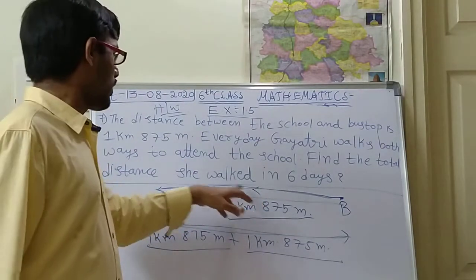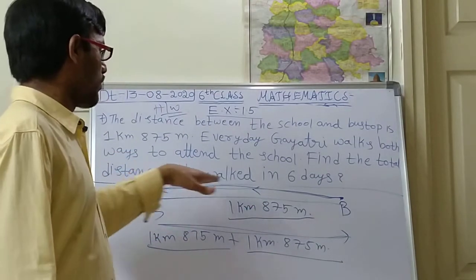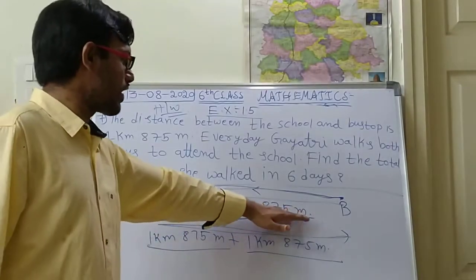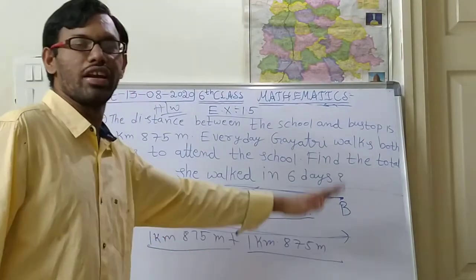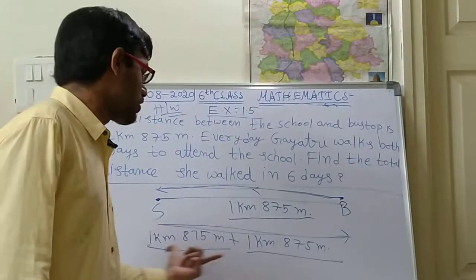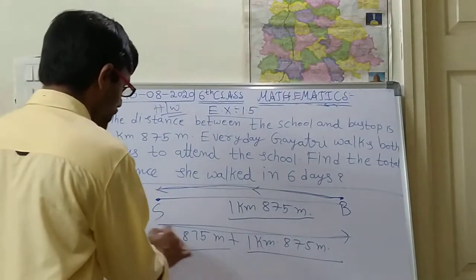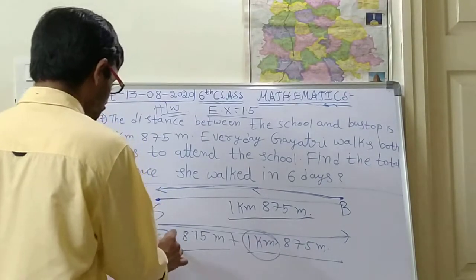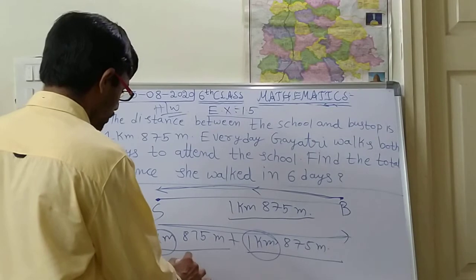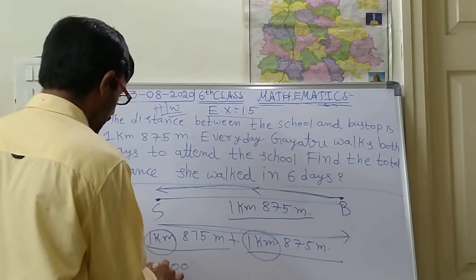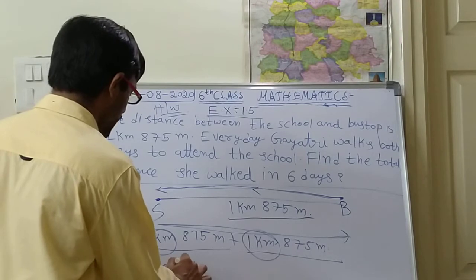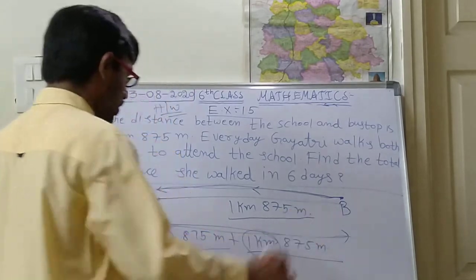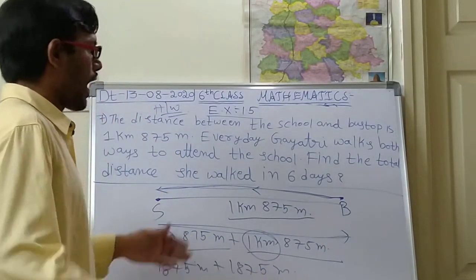So the total distance from bus stop to school and school to bus stop is 1 kilometer 875 plus 1 kilometer 875 meters. So you add these two. How will you add? Convert these kilometers into meters. Okay. So after converting, you add. So 1000 plus 875, 1875 meters plus 1875 meters. Okay. Like this you add these two and divide.